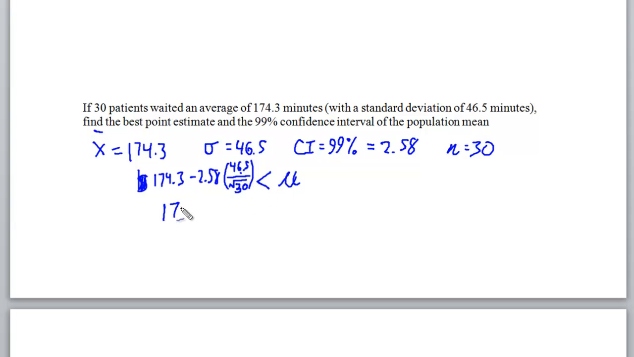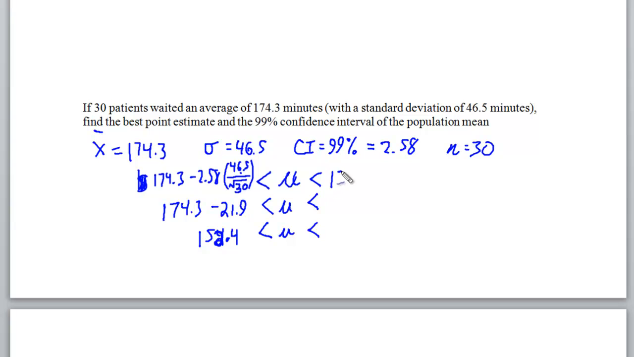That's 174.3 minus 21.9, and that gives us 152.4. Sorry about that. 152.4 looks like mu, that's going to be our lower end of our national average for people waiting in a hospital, 152.4 minutes. So we're going to look at the other side of this.